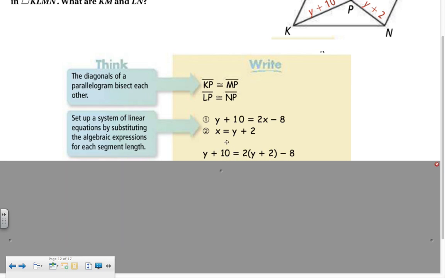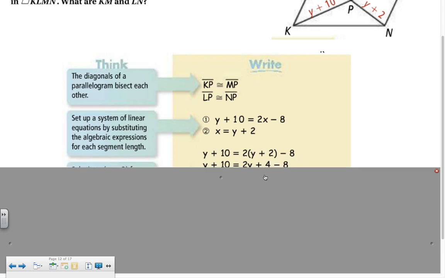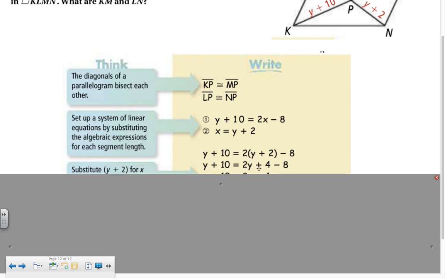This thing keeps going where it wants to go. So I'm using substitution. x is equal to y plus 2. So I'm taking y plus 2 and plugging it in for x here. So I get y plus 10 equals 2 times, instead of the x, I'm plugging in y plus 2, minus 8. I'm going to distribute that 2 in. Gives me 2y plus 4.